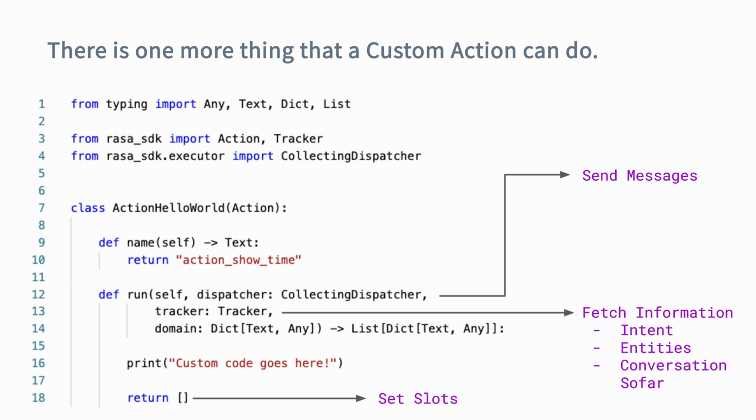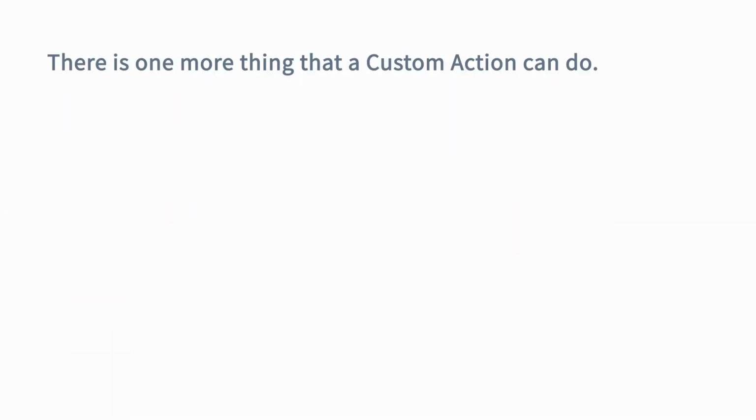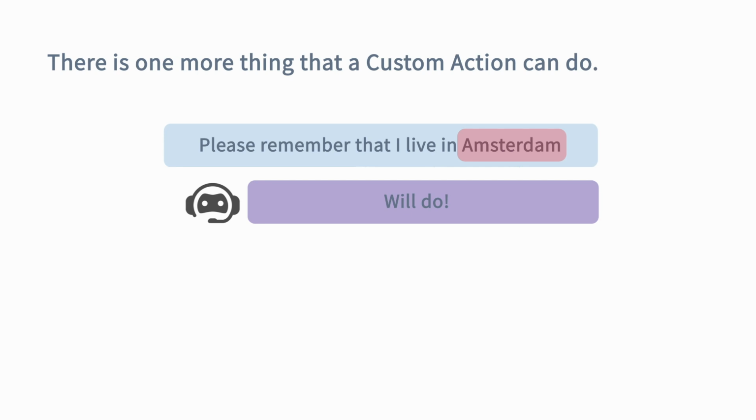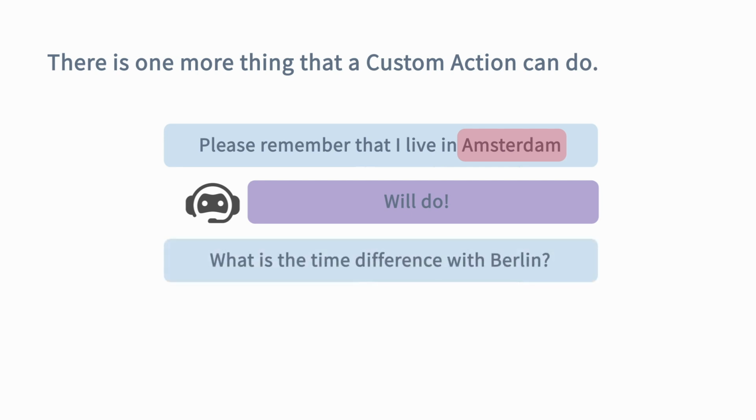So let's do one more example, but this time we'll use the setSlot event to store information that will be used later in the conversation. So let's expand on the previous example, and we'll do that by allowing the user to declare where they live. The idea is that if we know where the user lives, the user is able to ask what the time difference is between where they live and another city.